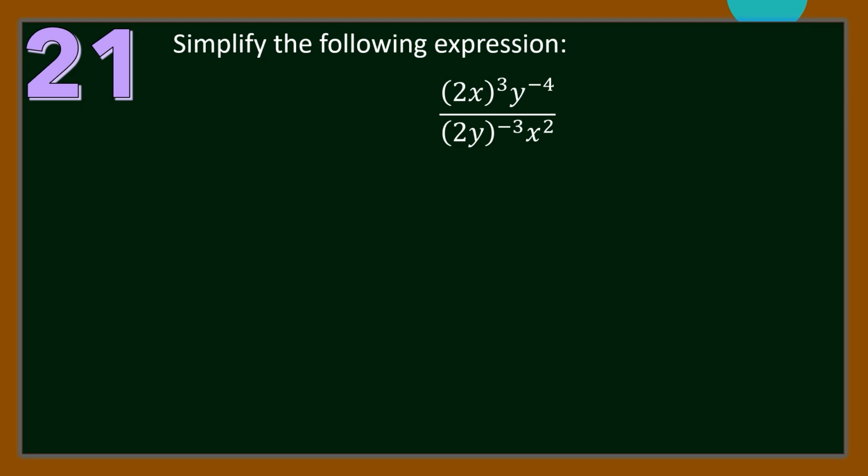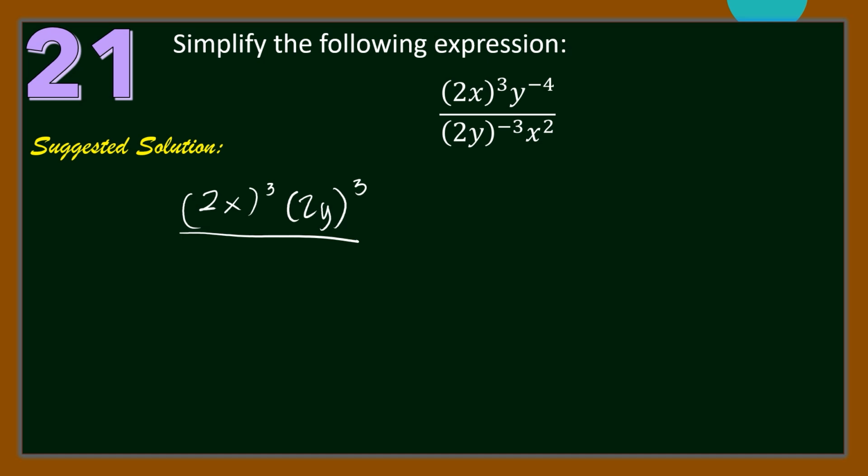Simplify the following expression: 2x cubed times y raised to the negative 4, over 2y raised to negative 3 times x squared. Here is our solution. Let us express the expression without negative exponents. Then we have 2x cubed times 2y raised to the third power, all over y raised to the fourth power times x squared.